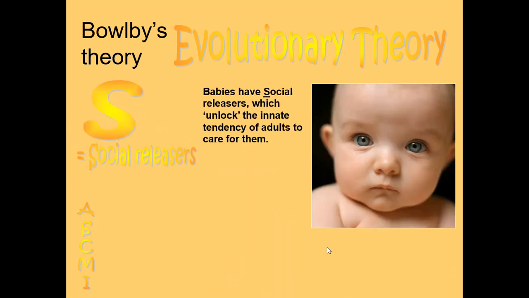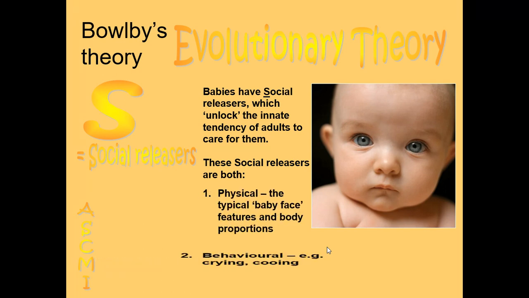The second thing is S, it's social releasers. So babies have these social releasers, these cues, these features of themselves, which unlock the tendency of adults to look after them. So they can be physical and they can be behavioral. So babies look cute, they make us want to look after them. Babies act in a way that's cute. So those are social releasers. So that's the S, adaptive, social releasers.